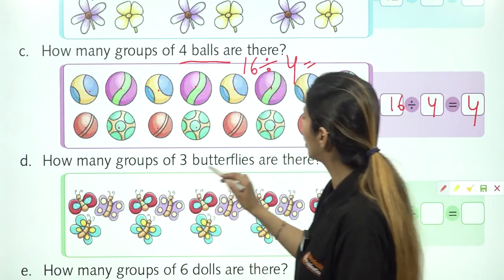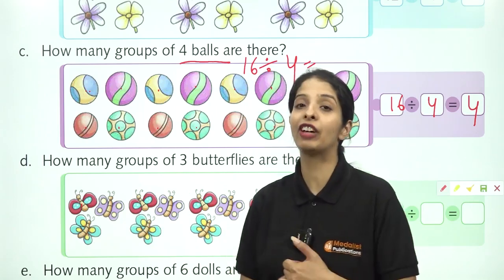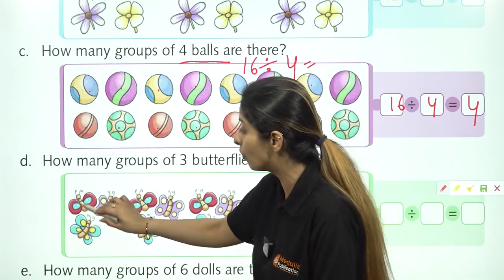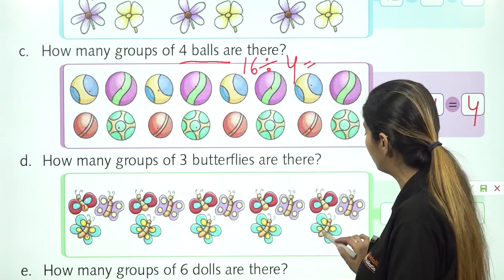Next, how many groups of 3 butterflies are there? Firstly, we'll find out the total number of butterflies, which are 1, 2, 3, 4, 5, 6, 7, 8, 9, 10, 11, 12, 13, 14, 15.